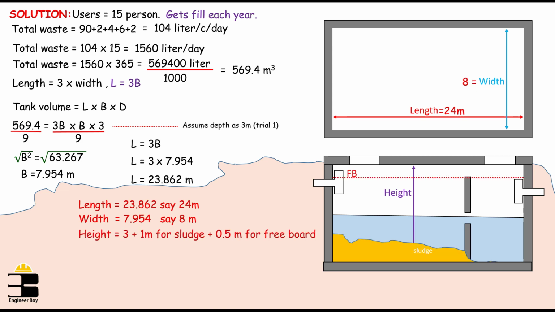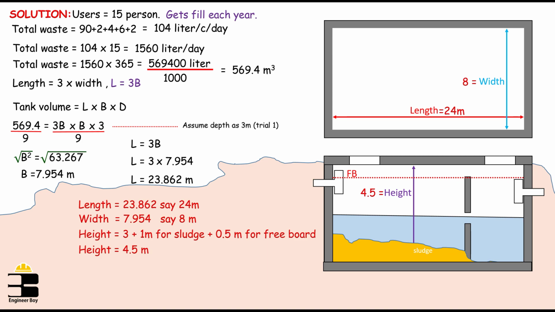But remember, we will add 1 meter for sludge and half a meter for freeboard. So the total depth must be 4.5 meters. Okay, so this is trial 1.